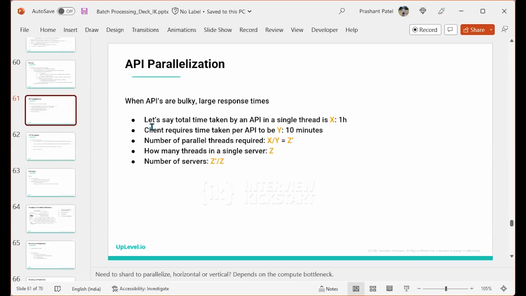Let's say increasing the threads from 2 to 4 makes the time half, but increasing from 10 to 20 may not result in the same. So this calculation holds good for a limited number of threads for one API call. Okay, so you would know the number of servers that would be required. In this way you can calculate.